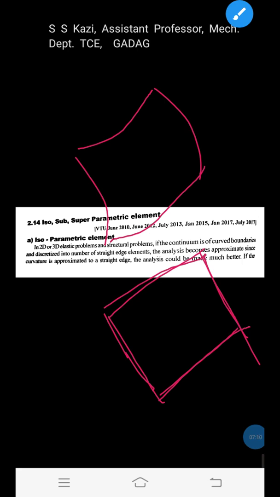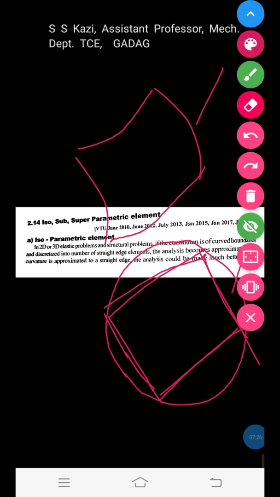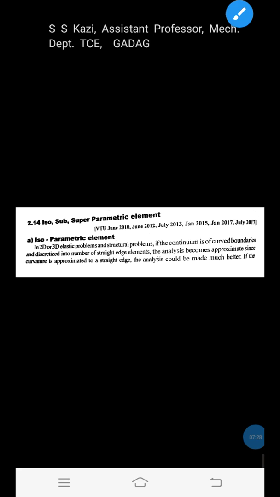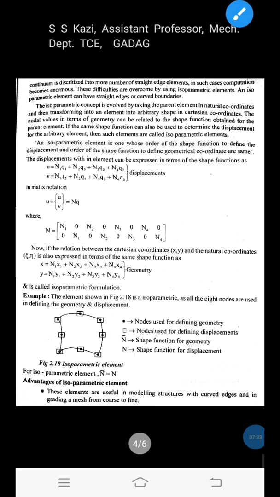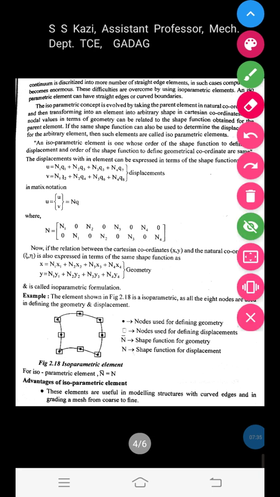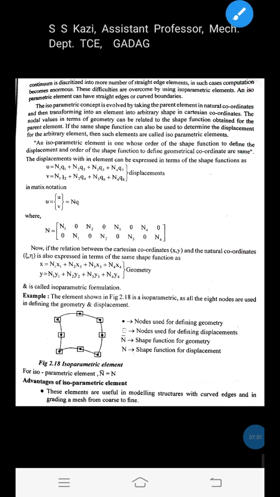But here the analysis becomes approximate. Since the curvature is approximated by a straight edge, the analysis could be made much better if the number of straight edge elements is increased, but the computational time will be more, that is, the computation will be enormous. That is the difficulty: if the continuum is discretized into more straight edge elements, the computation becomes enormous.